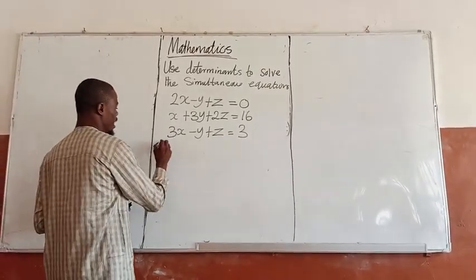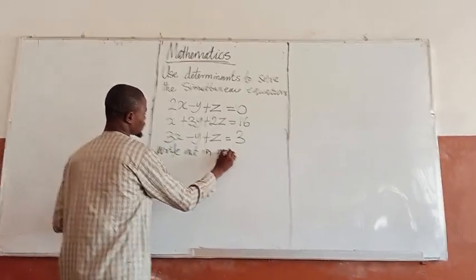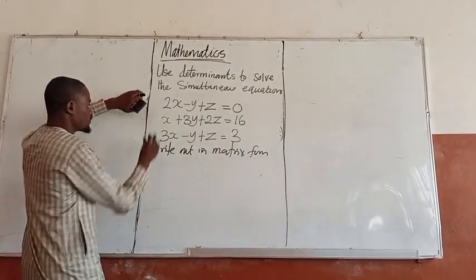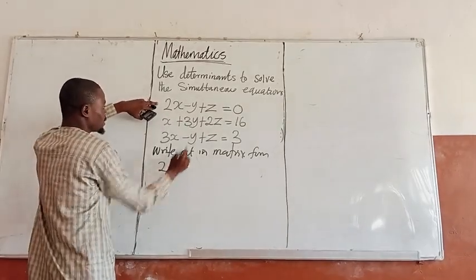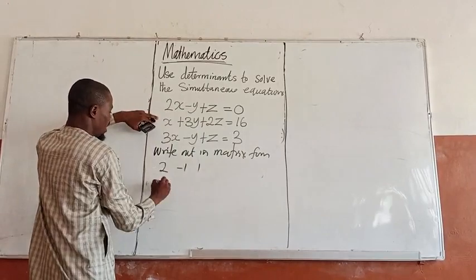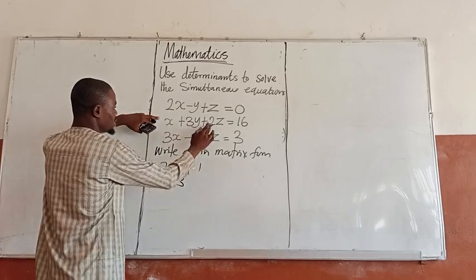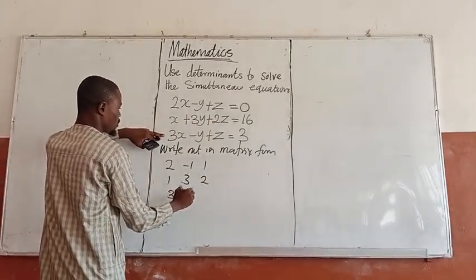Write it out in matrices form. How can you write this in matrices form? We are taking the coefficients. This is 2, this is minus 1, this is 1. This is 1, this is 1, this is 3. This is 2, and this is 3. This is minus 1, and this is 1.